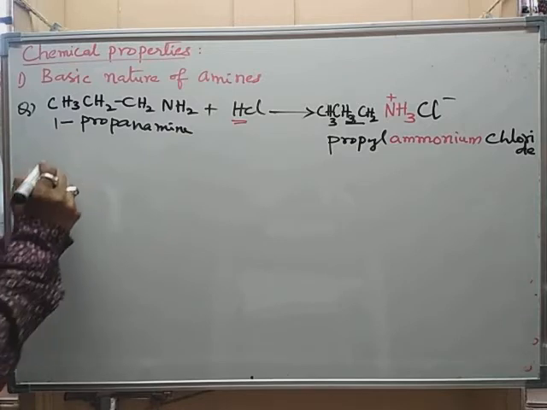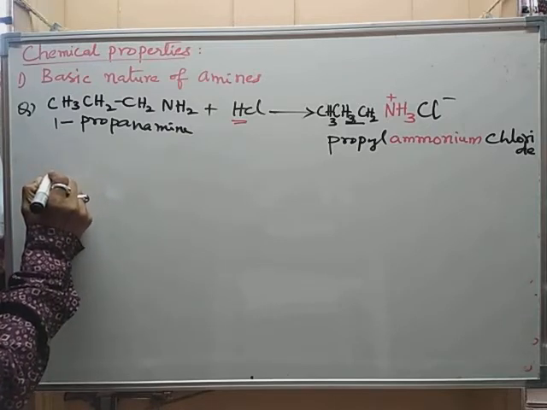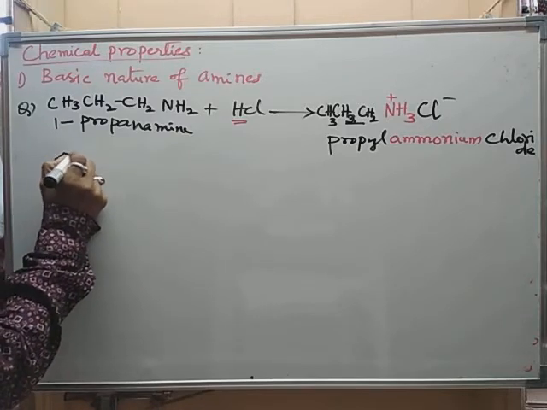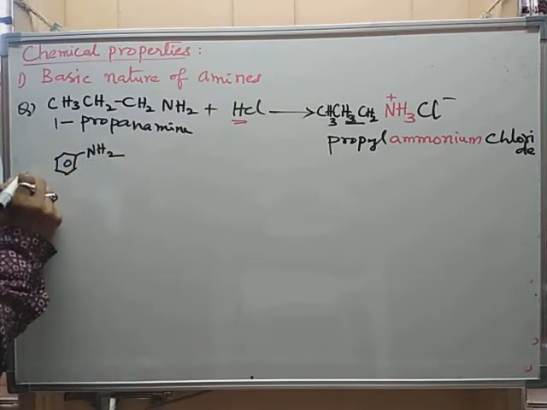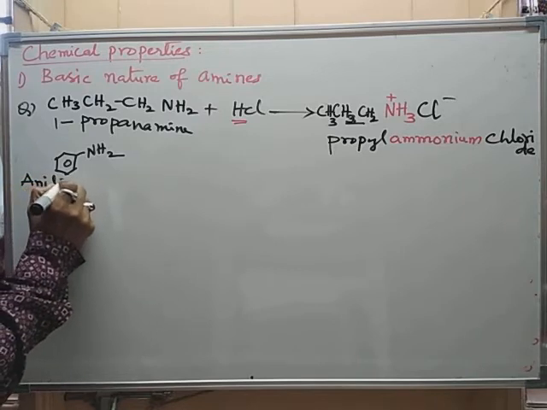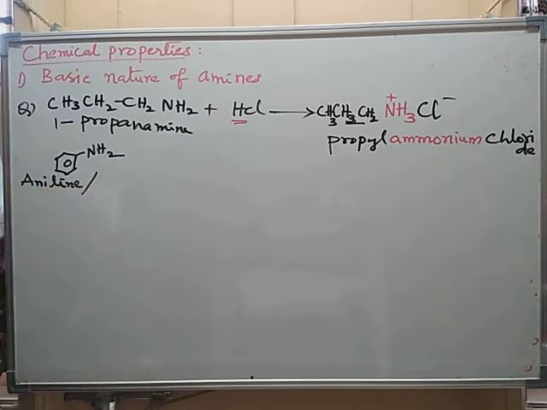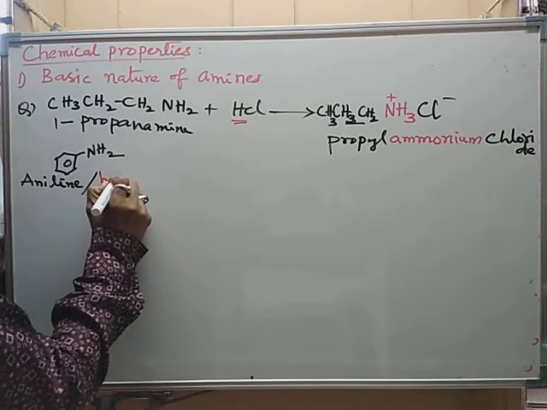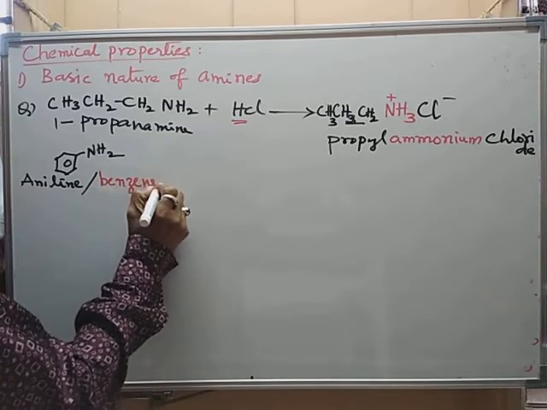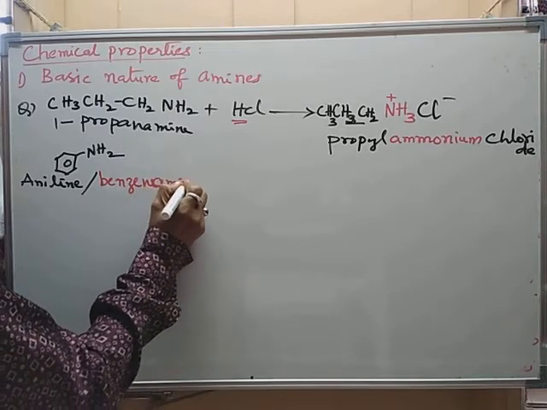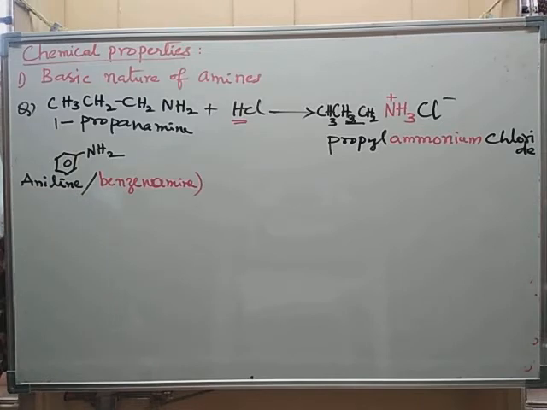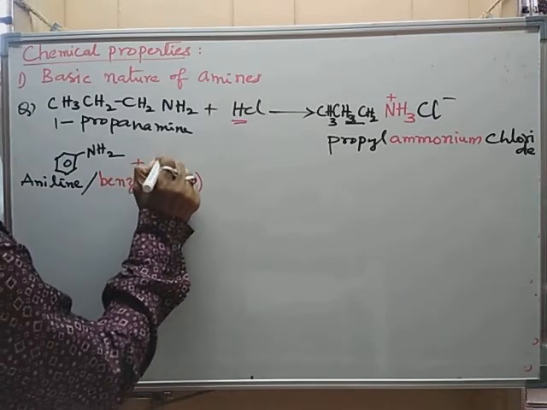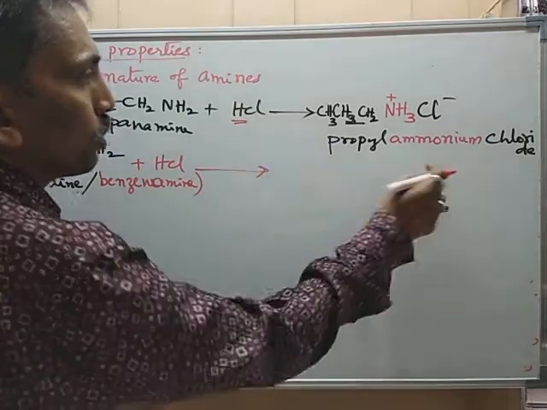Another question you have to complete. C6H5 NH2, what are the names? Either aniline, or to confuse the student, another name is also given which looks new, that is benzenamine. The word benzenamine is rare in usage. Aniline is frequently used in our discussions and books also. It is treated with HCl. What is the name of the product?